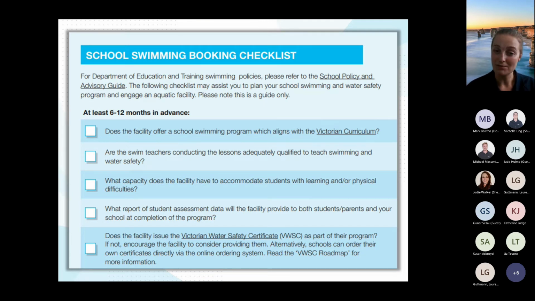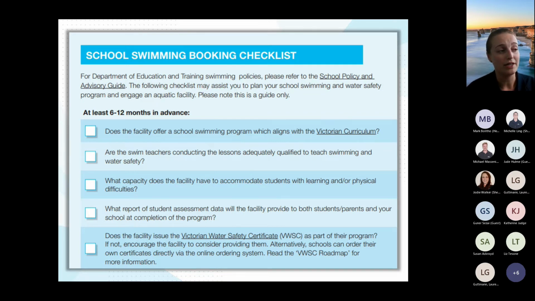It tells you the different steps that you should take and when you should take them leading up to your school swimming program. So at least 6 to 12 months in advance, these are the things that you should be looking into. So don't stress if you haven't done this yet and you know that your school swimming program may be 6 months away, but this is the time frame that we recommend to ensure that you have a greater likelihood of being able to book in your school swimming program in the dates that you are hoping to get. So these are just some different things that you can look at when you're contacting your swim school.